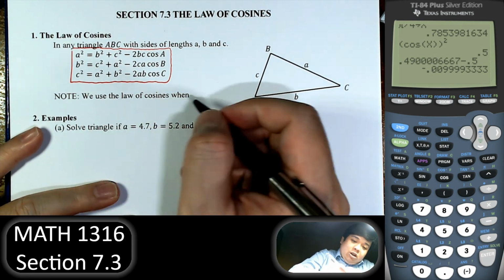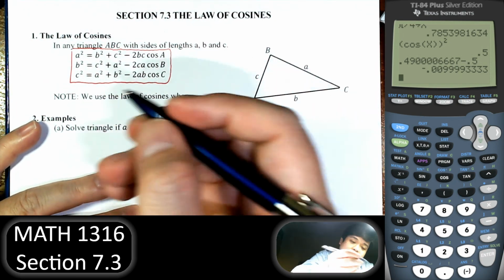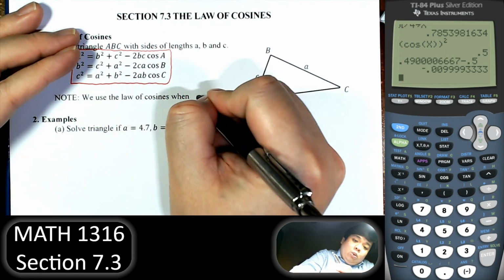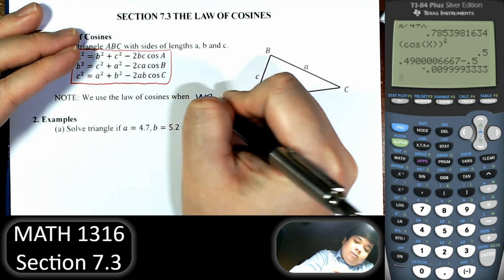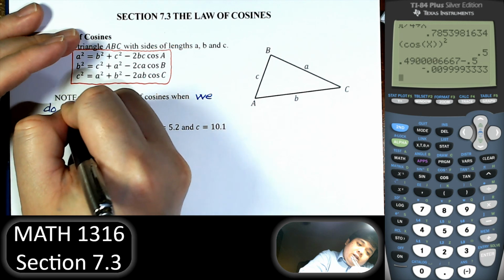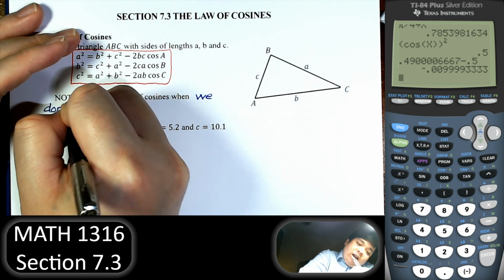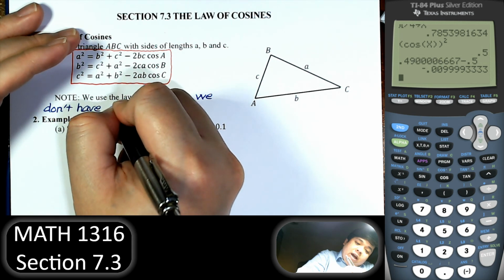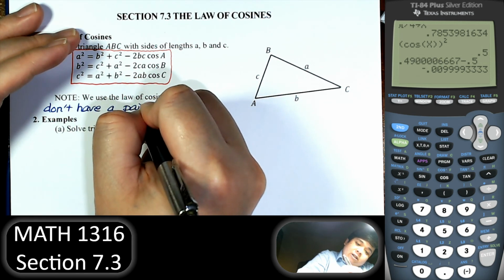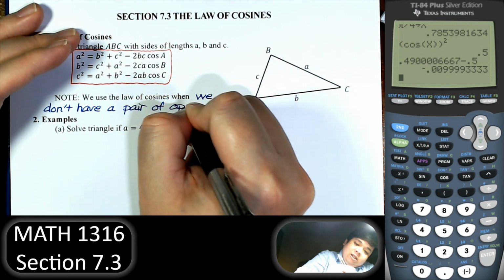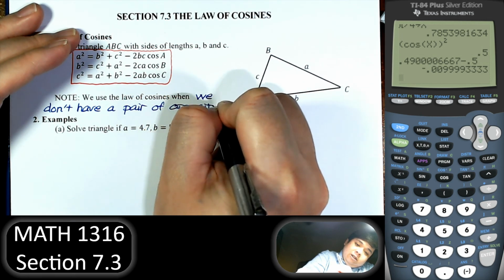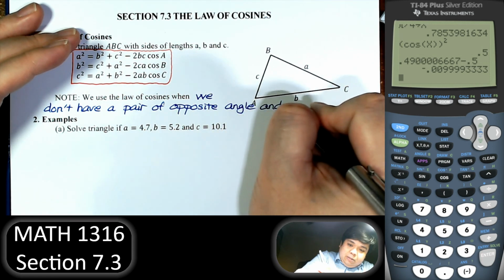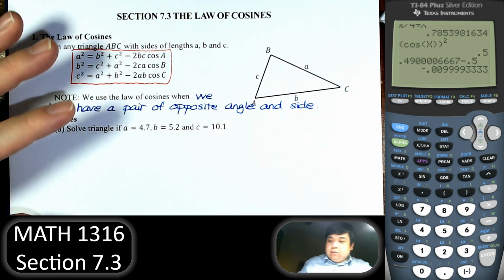So use the law of cosines when we cannot use the law of sines, meaning when we don't have a pair of opposite angle and side.